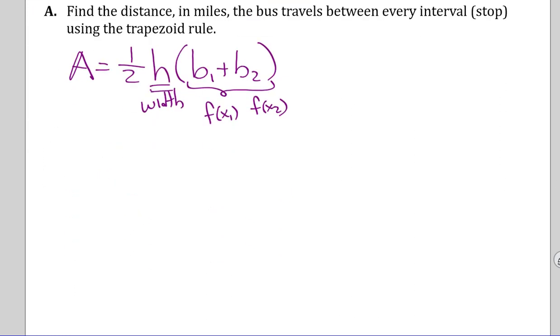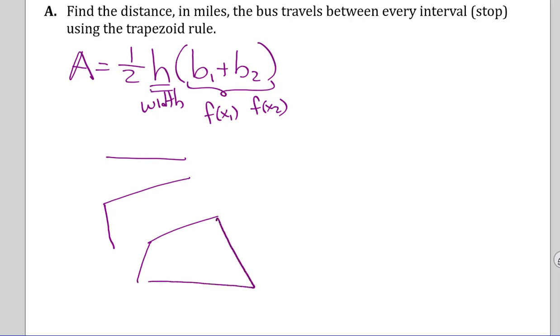So if we have a trapezoid, I'm going to draw it like this. I'm not doing a good job. Okay, this would be the height. These two things would be our bases. Okay, so that's what it looks like. So we get these two pieces from the function values.